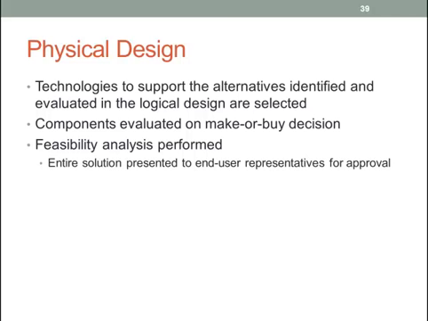The next phase is the physical design. Here, specific technologies are selected to support the alternatives that have been identified and evaluated through the logical design. The components are evaluated based on a make or buy decision, whether we're going to develop these things in-house or purchase them from a vendor. And then final designs are begun to integrate components and technologies, and then we do another feasibility analysis.